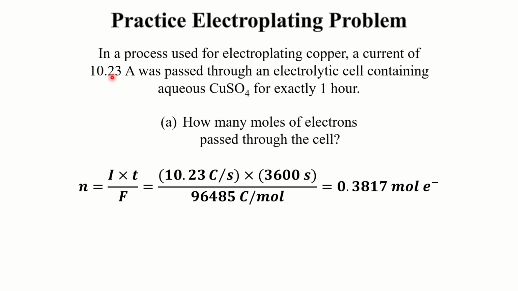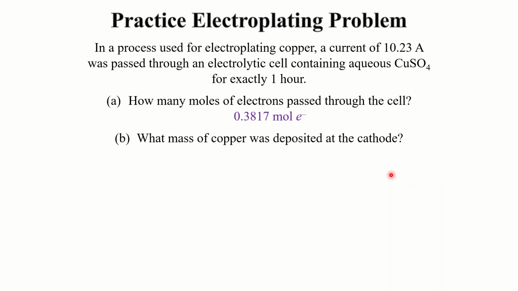So the current here is 10.23 amps, which is the same thing as 10.23 coulombs per second. The time T should be in seconds, so 1 hour is 3,600 seconds. And then Faraday's constant F is 96,485 coulombs per mole. If you follow along with the units, coulombs cancels with coulombs, seconds cancels with seconds, moles flips up to the top. So 10.23 times 3,600 divided by 96485 gives an answer of 0.3817 moles electrons. So this is the answer to letter A.